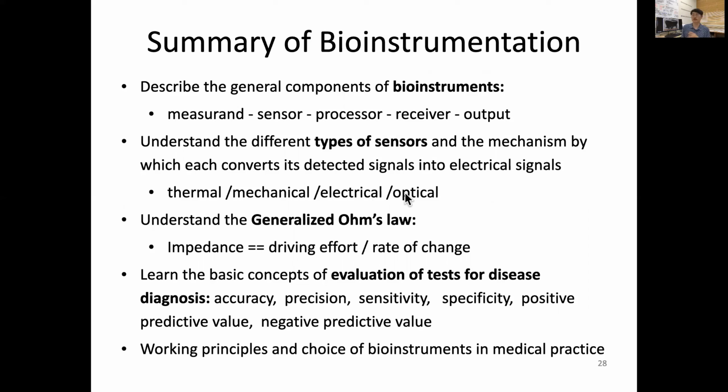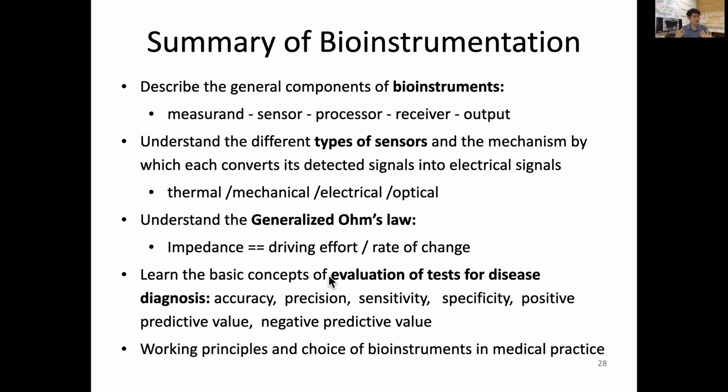I also discussed the generalized Ohm's law, that all these different types of mechanical, translational, rotational, hydraulic, and electrical systems have some similarity of principle, which is that the change is driven by a driving effort, and the ratio to the rate of change gives you an impedance, a generalized impedance, which we can consider as a kind of resistance in an electrical circuit. And we learned the basic concepts of evaluation of tests for disease diagnosis.